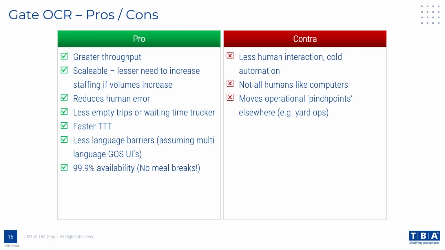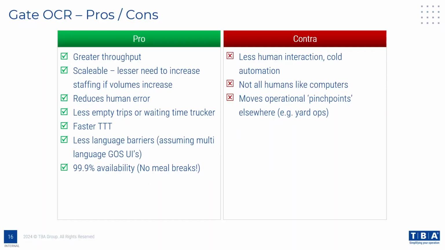So just reflecting on the pros and cons of implementing such a system. I think we can confidently say that implementing such a system does give greater throughput. The system is scalable, so if you want to increase your gate volumes, of course, it means potentially more hardware, but we can expand this system, of course. Once it's there, you can expand it without having to increase staffing levels.